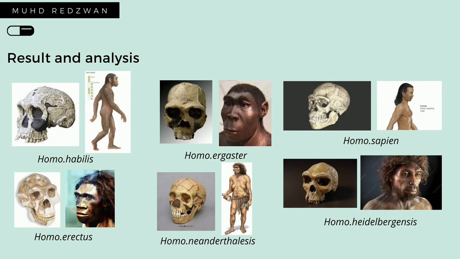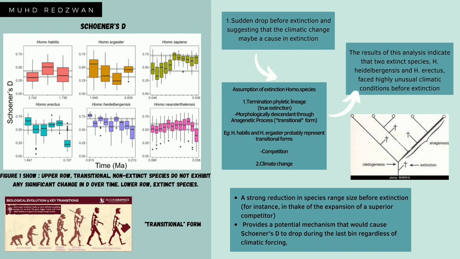So these are the 6 species of the Homo species. We have Homo habilis, Homo erectus, Homo sapiens, which is us, right? Then Homo ergaster, Homo neanderthalensis, and Homo heidelbergensis. Okay, so we go to the next slide about the Schoener's D-value.